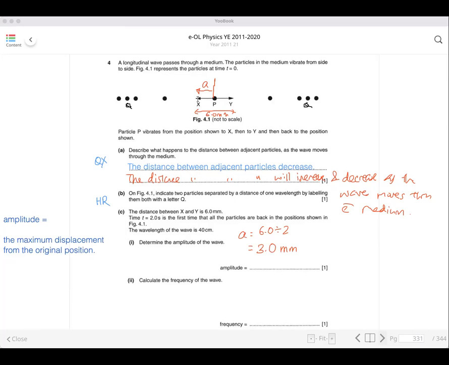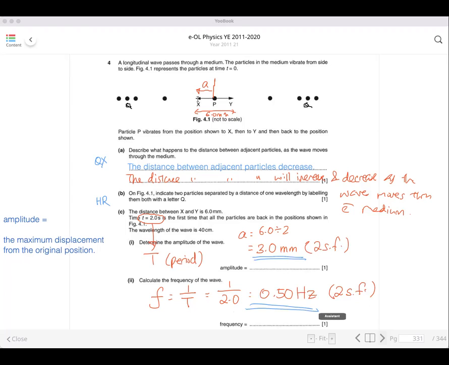This T here is your period. To find the frequency, you need to find 1 over the period, which is 1 over 2.0. You will get 0.50 hertz, correct to 2 significant figures. Same thing, this is also to 2 significant figures. So that will be your final answer. Everybody, is that clear? These are the final answers.